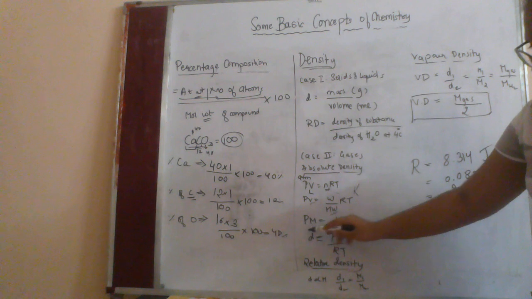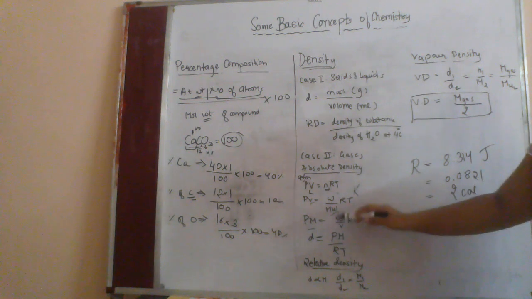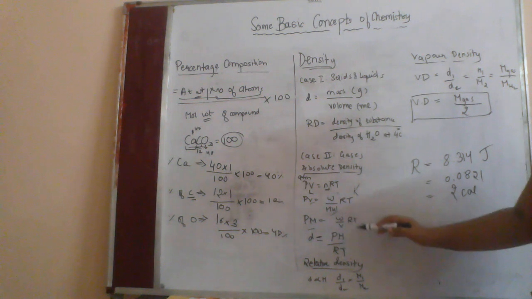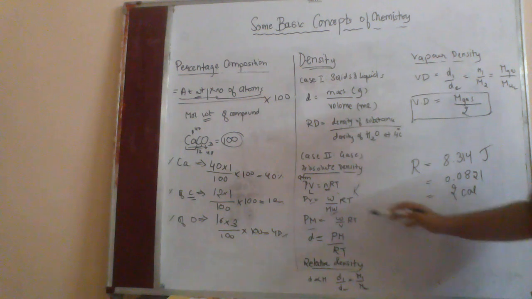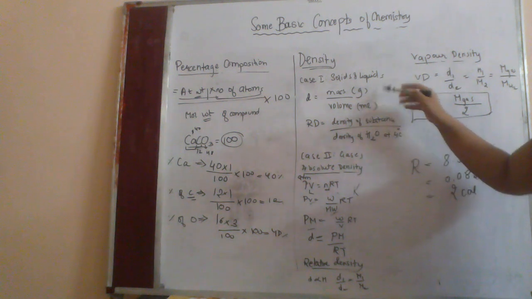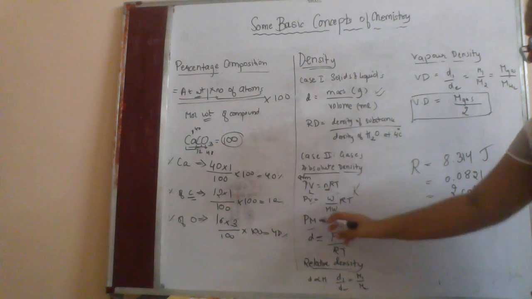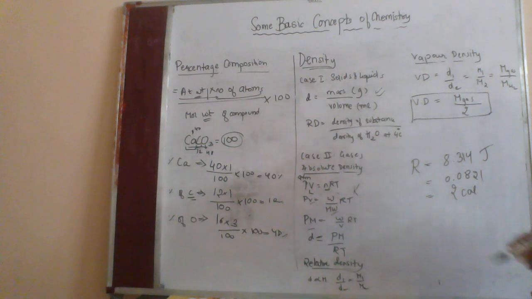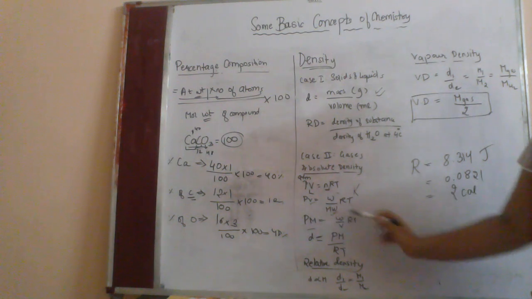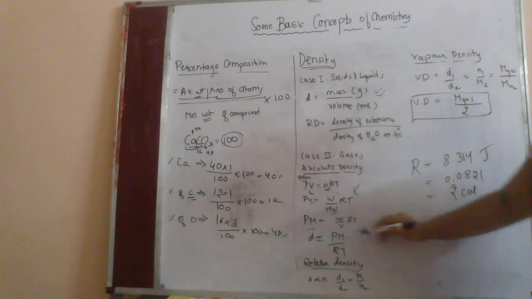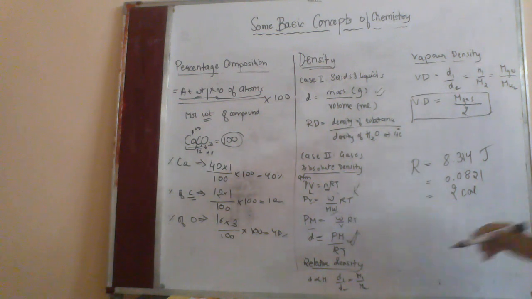Now I will get PM is equal to given weight by given volume into RT. Now what is weight by volume? Mass by volume is density, right? So we will get density. Okay, PM is equal to density into RT. So density I can write as PM divided by RT. So this is our formula for absolute density in the case of gases.